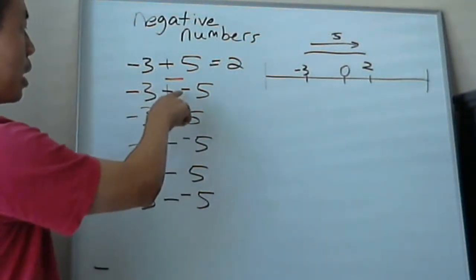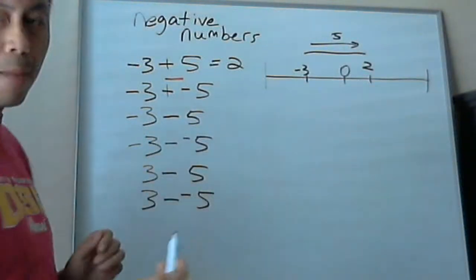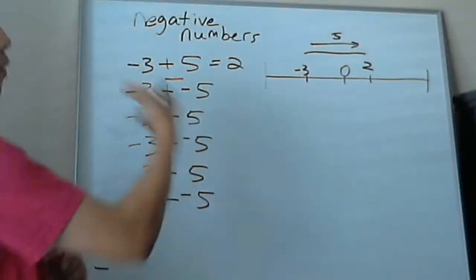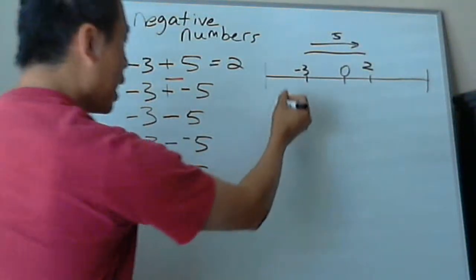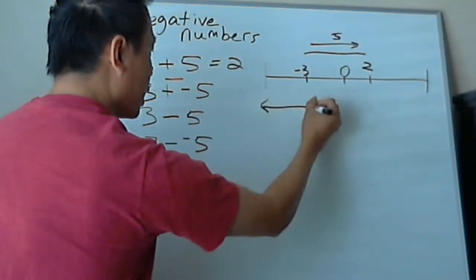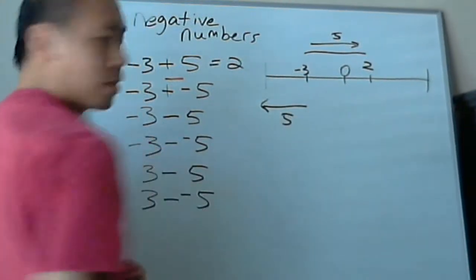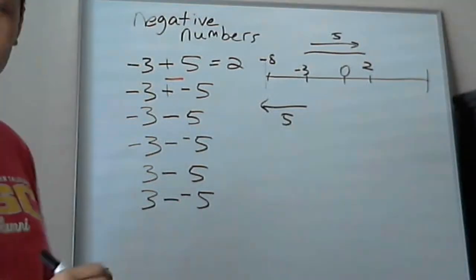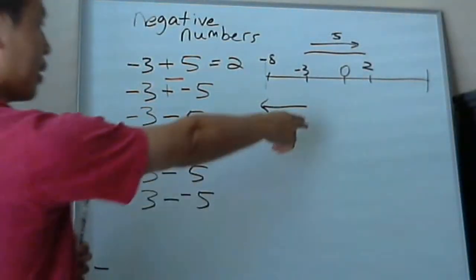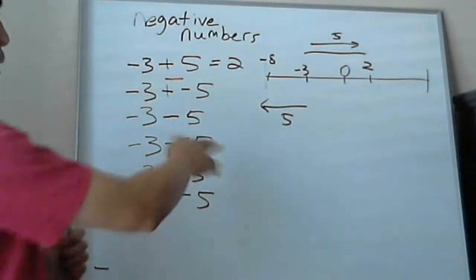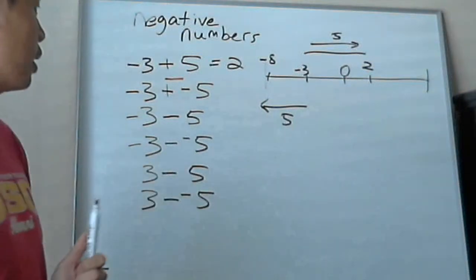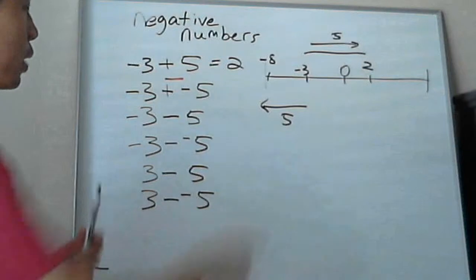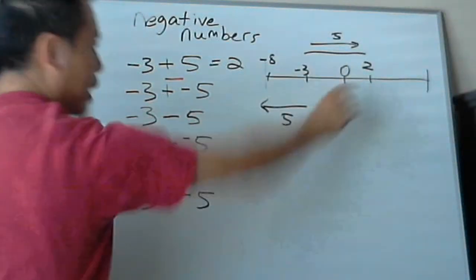So -3 minus 5. So what happens there? Well, if you're subtracting 5, you go left 5 spaces, right? So from -3, you go 5 spaces to the left, and you'll end up at -8. So you see, that's all it is. It's just a number line, and you understand which direction it goes, and you'll never get it wrong. If you go 5 spaces left of -3, you'll end up at -8. If you go 5 spaces right of -3, you'll get to 2.